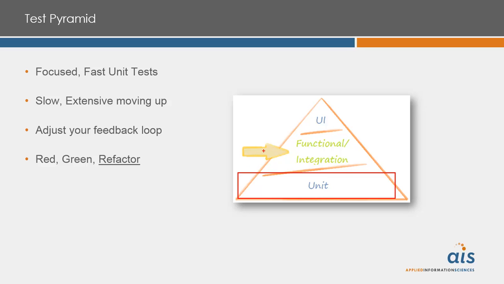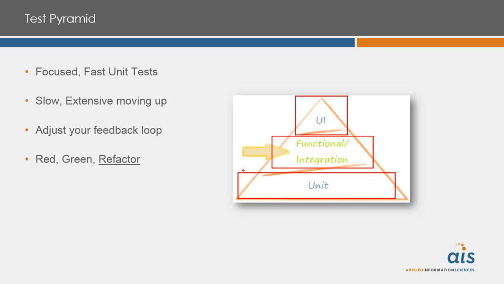But then as we move up and get more slow or extensive in the execution of our application, you might get into functional or integration tests. You're going to have less of those, not only because they're harder to create, but also because they're slower and they're harder to maintain over time. And then, of course, at the top, you might have specifications around your application, business-focused UI level integration tests.